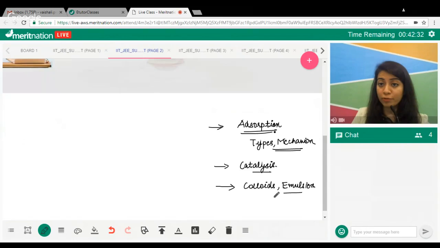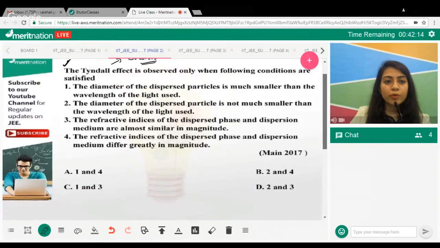Emulsion is also a type of colloid. I hope all of you know that. The types, the properties, different types of colloids, their examples, and their properties, of course. These are the important topics of surface chemistry. So let's begin with the topics here.